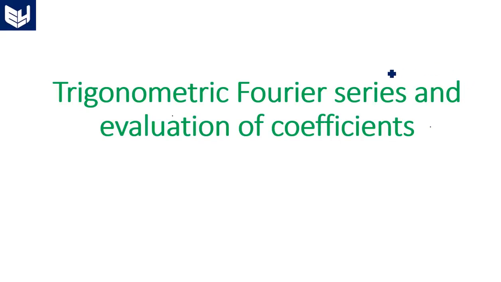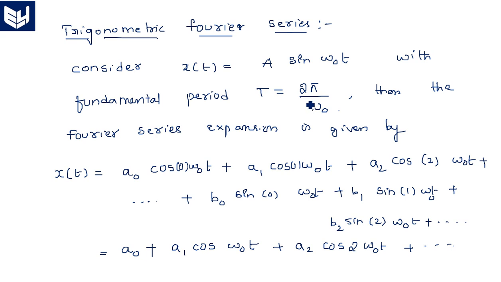Hi everyone. In this video, I am going to discuss the evaluation of Fourier coefficients. In the trigonometric Fourier series, which we started in yesterday's class, a signal x of t can be represented as a linear combination of trigonometric functions like sine and cosine. So x of t can be represented as a naught cos plus b naught sine. Like that, we can represent it in a series expansion.